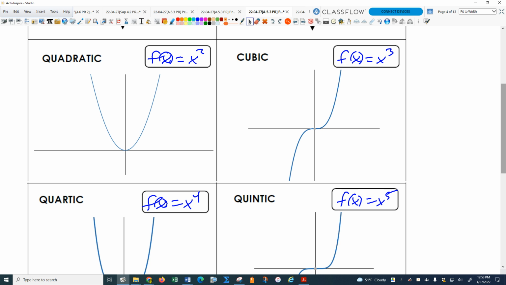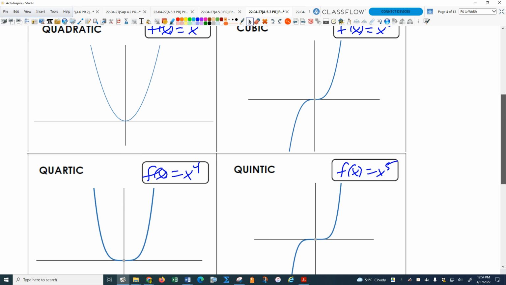Cubic function, now we're getting into some newer territory. If we do a cubic function, f of x equals x cubed, it looks kind of like a quadratic function. It starts off sort of like a quadratic function, but instead of going up on the left, it goes down, right? And from there on out, you notice things look pretty similar.